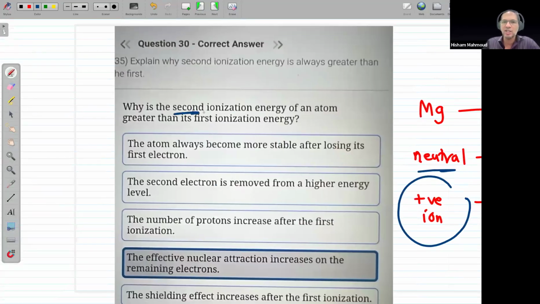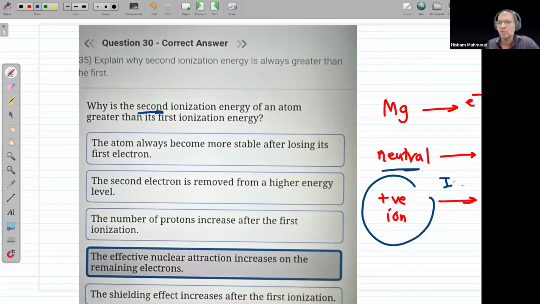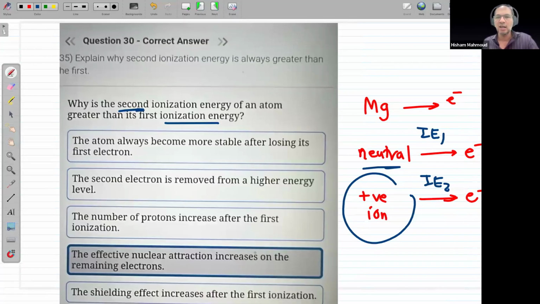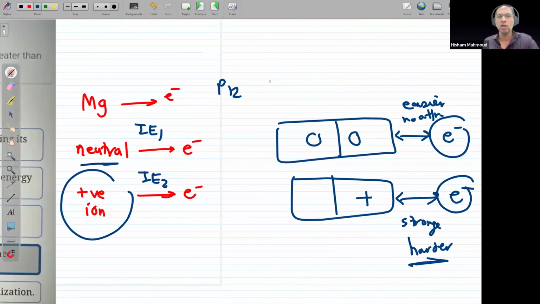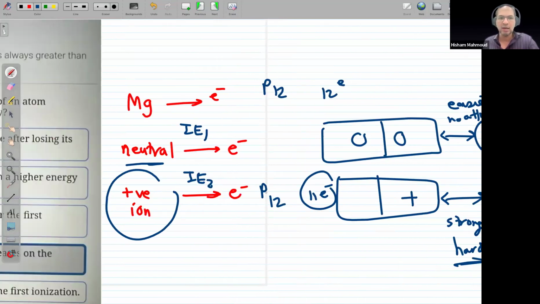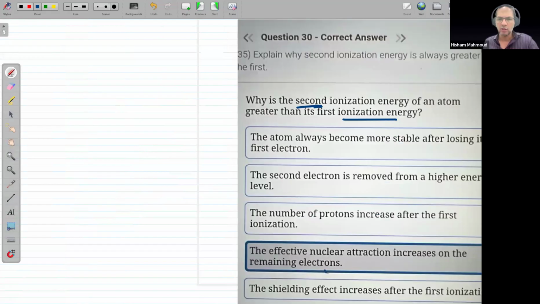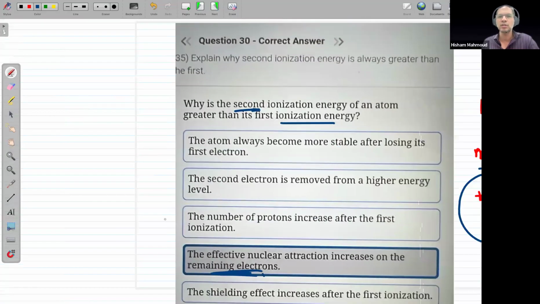The second ionization energy, IE2, is always bigger than the first ionization energy because the effective nuclear attraction increases. The number of protons here is 12 protons on 12 electrons, while here it is 12 protons on just 11 electrons. So we have more nuclear charge acting on fewer electrons, on the remaining electrons.